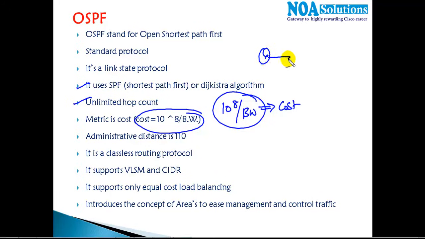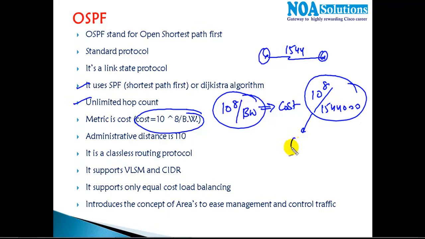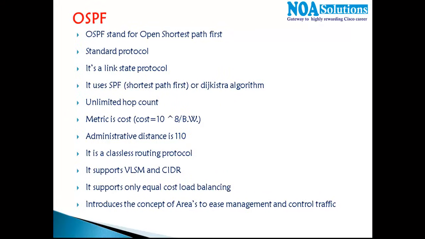So if you have a bandwidth of, let's say, 1544 kbps, it's going to divide 10 to the power of 8 by 1544 kbps. It's going to generate some number, I think somewhere around 64, and based on that will be the cost here. Administrative distance is 110. It's a classless protocol which carries the subnet mask information along with updates, which supports all your VLSM and CIDR concepts.